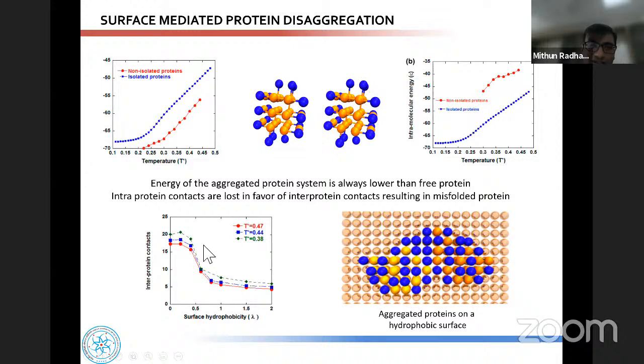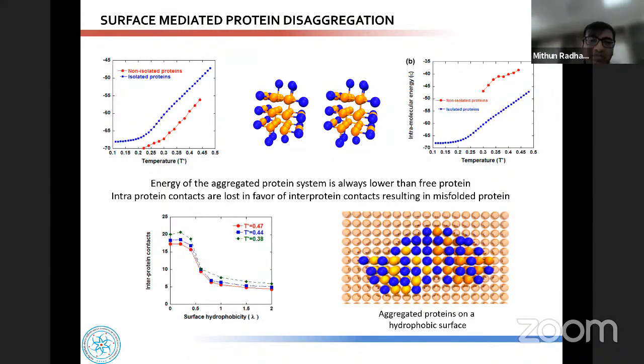So what you see here is, as I increased my temperature, the inter-protein contacts go down. So why do they decrease? Because now there is a competition between protein-protein interactions and protein-surface interactions. So if I'm able to increase the protein-surface interaction, then you see a sort of transition occurring, and I'm able to mitigate the inter-protein contacts.